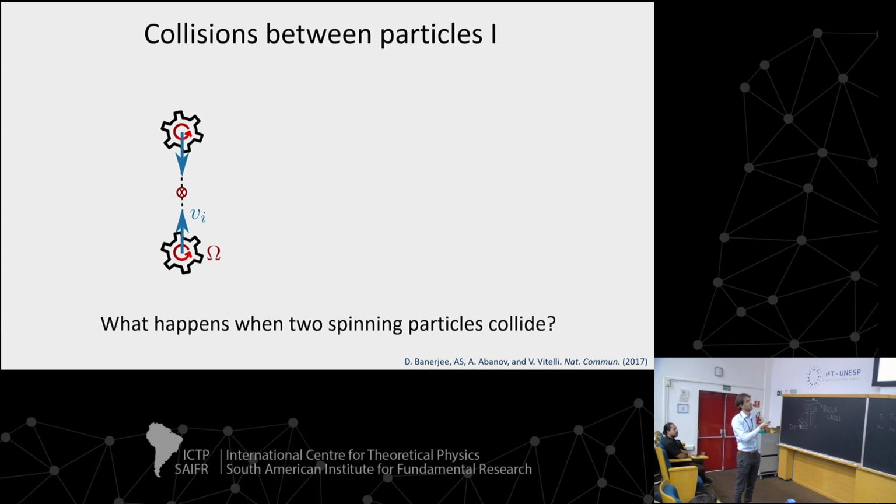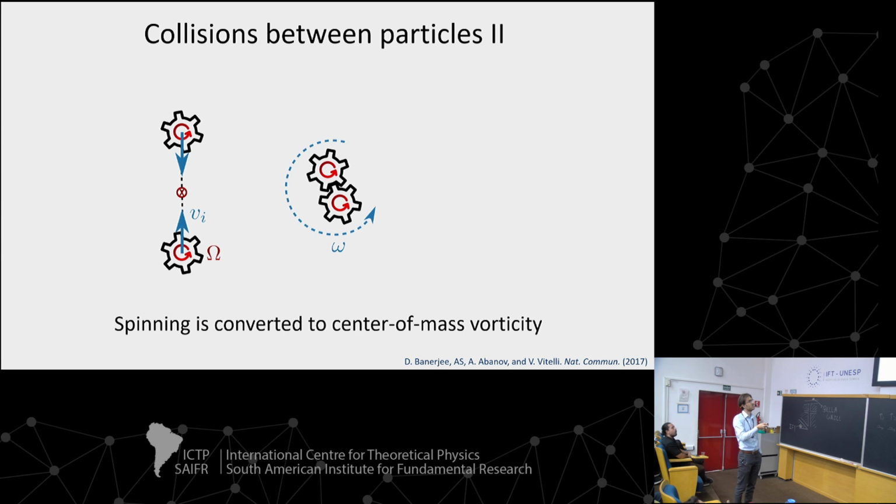There's an overall center of mass for this collision, but when they collide, the special thing is that there's some sort of friction at the surface, or some sort of stickiness between them, where they begin to rotate around their common center of mass.